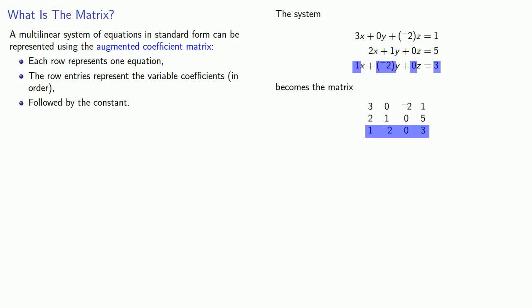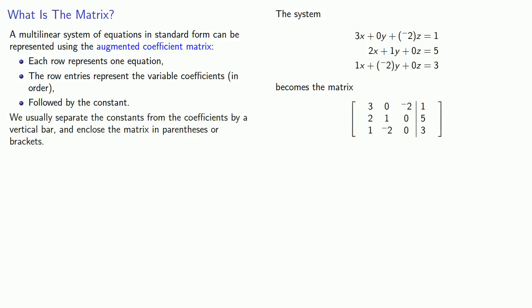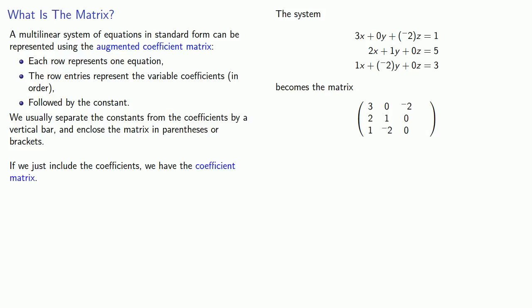constant 3. In order to distinguish between the coefficients and the constant term, it is convenient to draw a vertical line separating them. And finally, we typically enclose the whole matrix either in brackets or in parentheses. In some cases, we might want to focus on just the coefficients. If we just include the coefficients, we have a coefficient matrix.